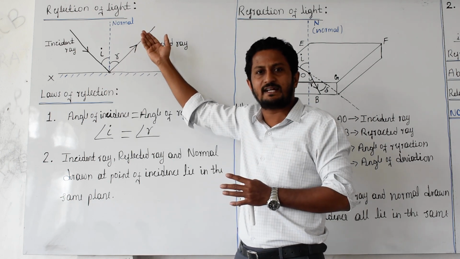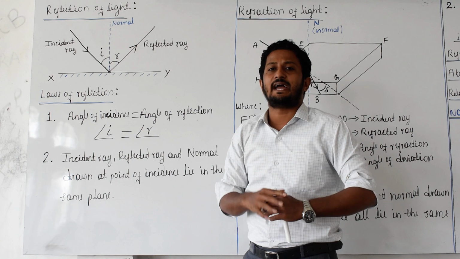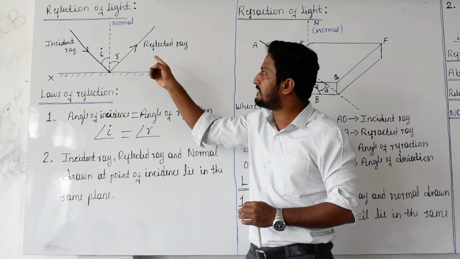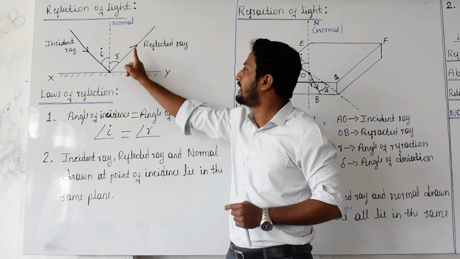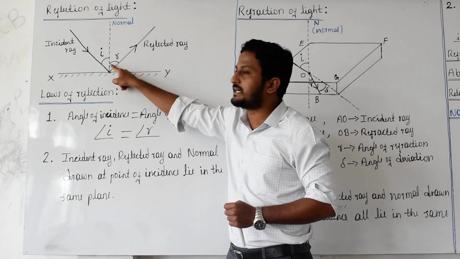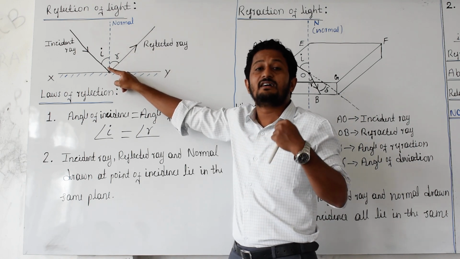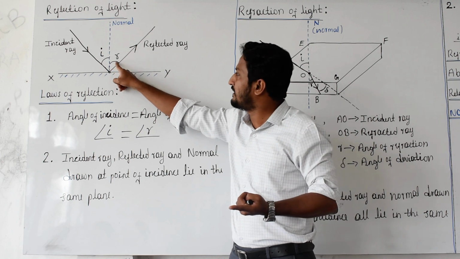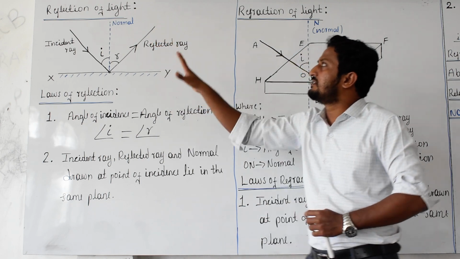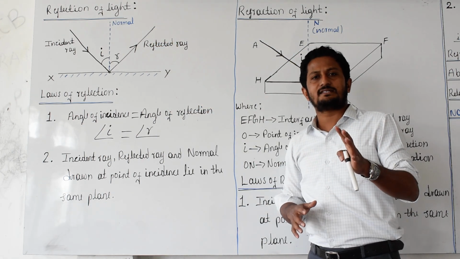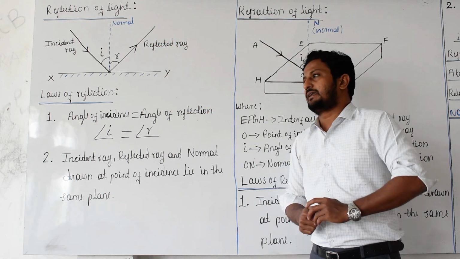To specify that, again we need one angle. Again, that angle we have to take with respect to the normal only. This is called the angle of reflection. This phenomenon we call reflection of light.